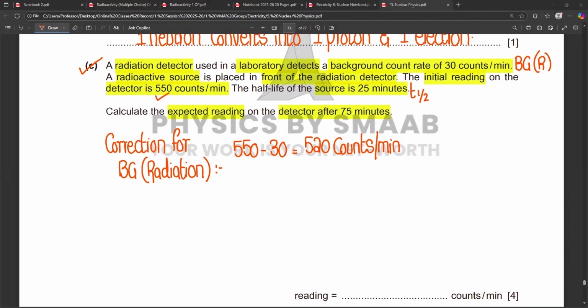So let's start taking the half-life of this value, because they are asking about the expected reading on the detector after 75 minutes. And the half-life is 25 minutes. So 25 plus 25 plus 25. It means if we add 25 three times, you will get 75 minutes. Okay. So it means we have to perform 3 half-lives. So let's calculate the half-life for a total of 75 minutes.